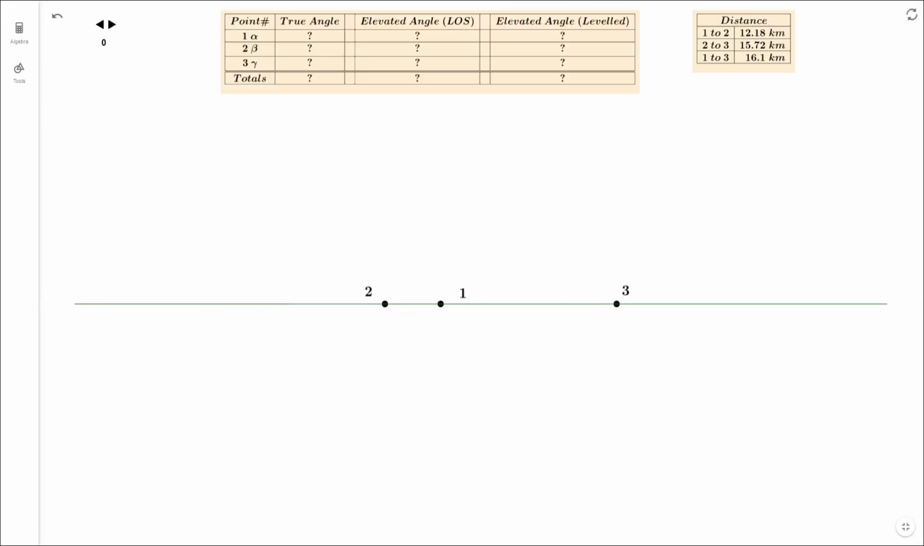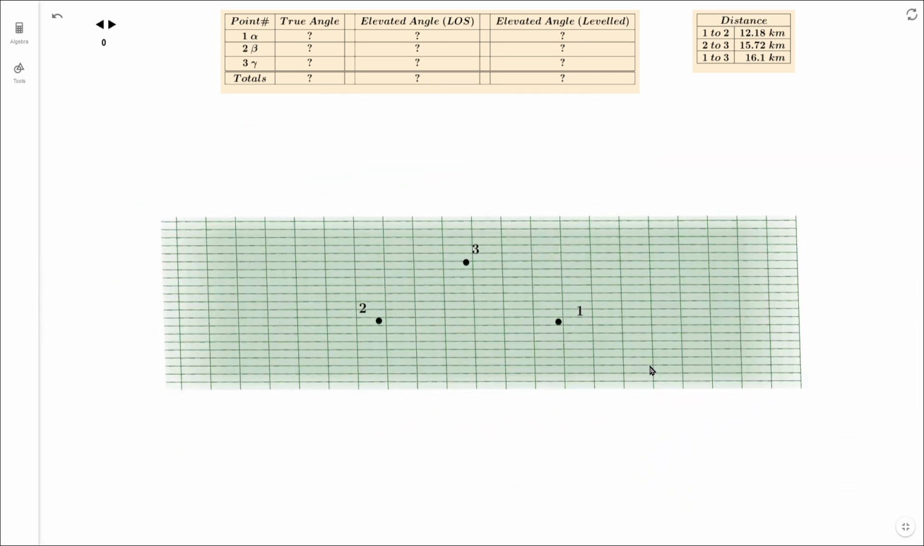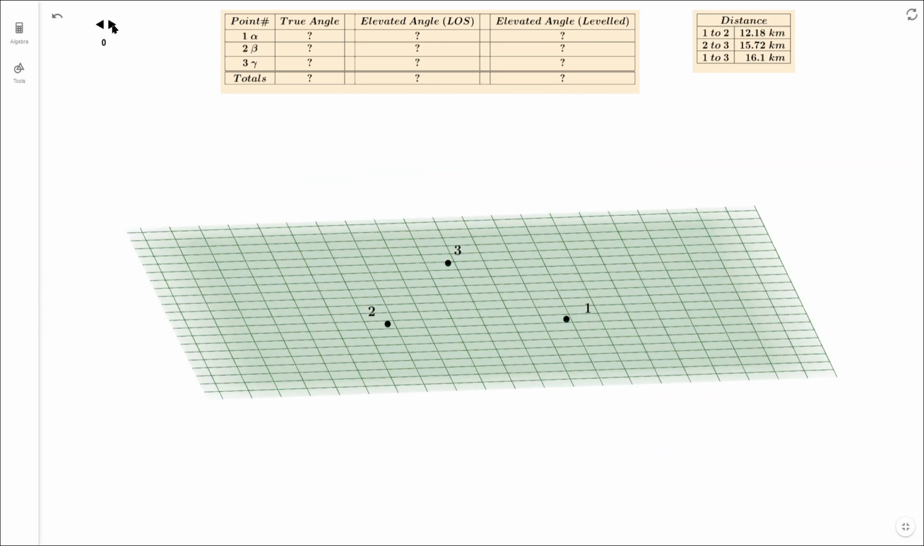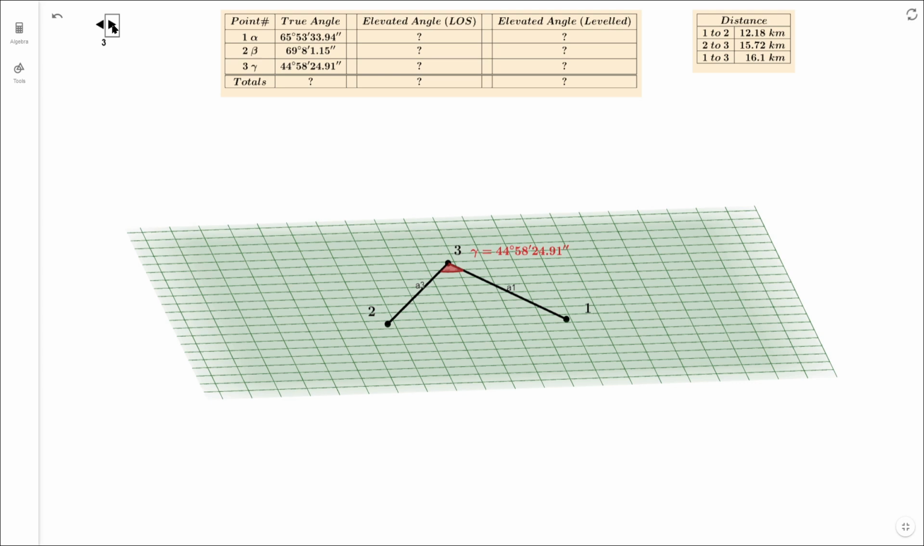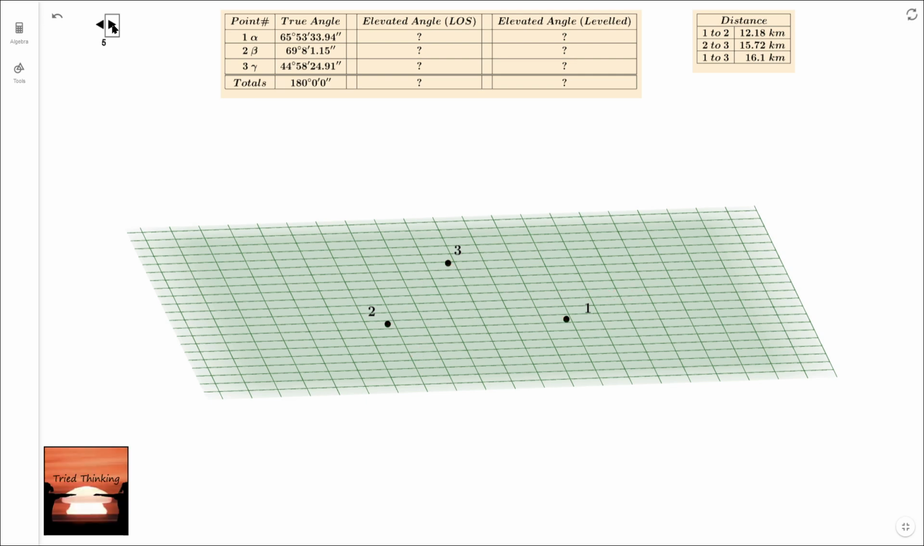This is just a quick video to explore angles between points in a couple of scenarios, and I'm going to start with this flat plane. This is alpha, this is beta, and this is gamma. And I get no prize for knowing that these angles add up to 180 degrees. As Bev would say, the Earth is not flat.